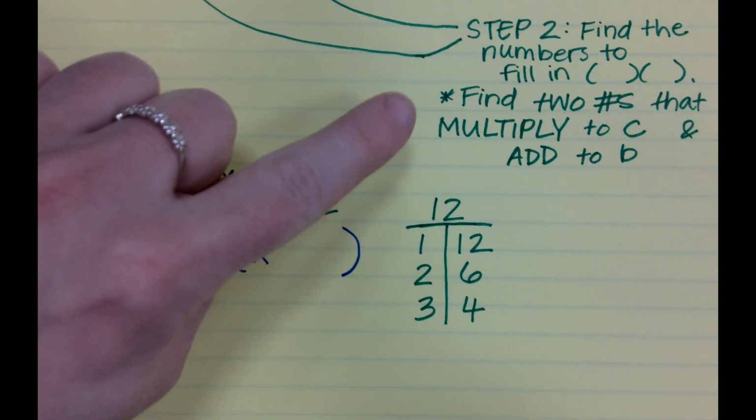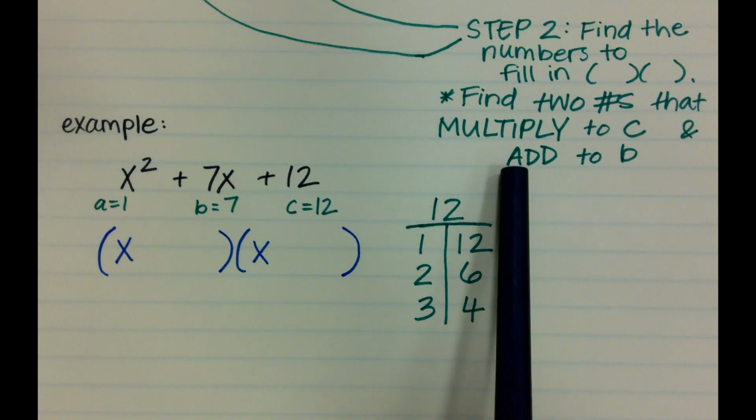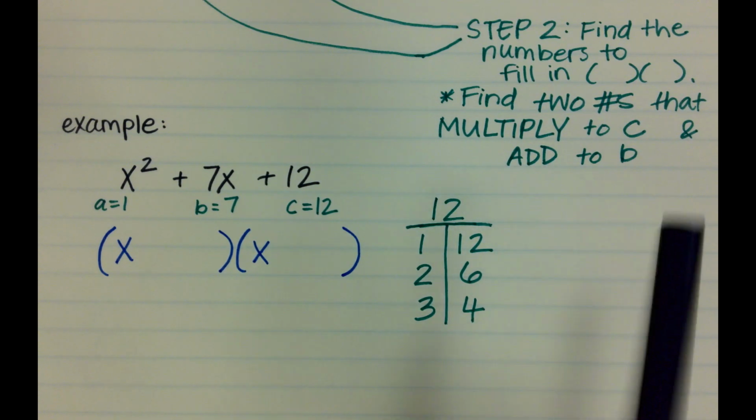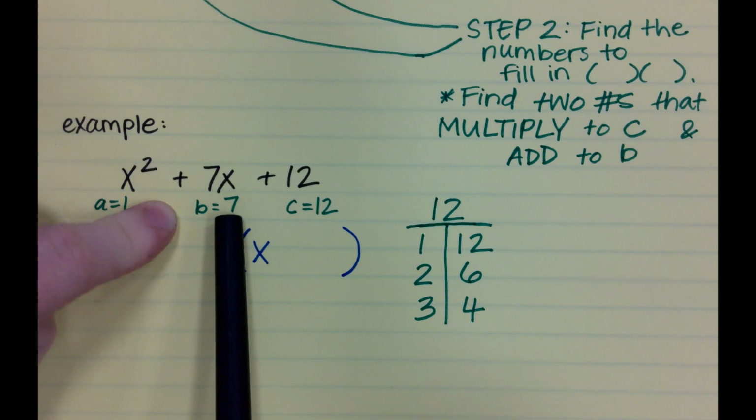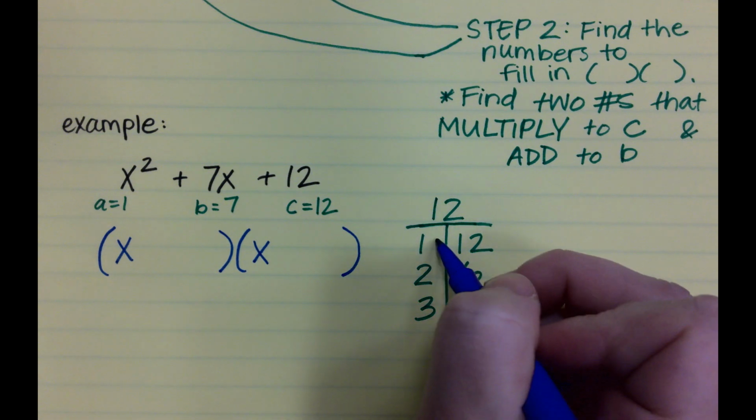So now we need to figure out which of these sets of numbers are also going to add up to B. Our B is what? 7. So all we need to do is go down this line and see what the numbers add up to. What is 1 plus 12?